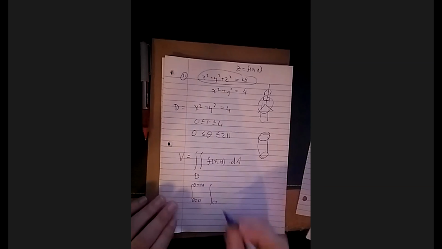Okay, so in this case, I need to find who D is. D would represent the floor, right? The bit that you would integrate, right? And you get it by finding the intersection of the two above.